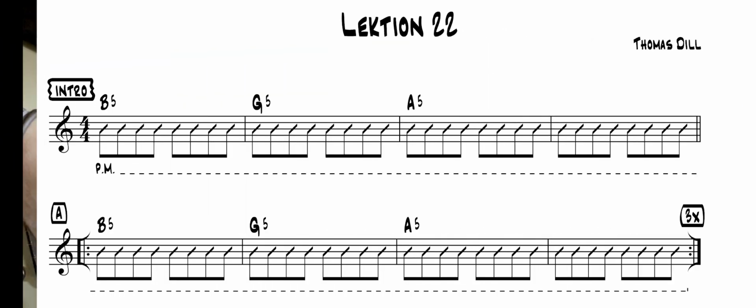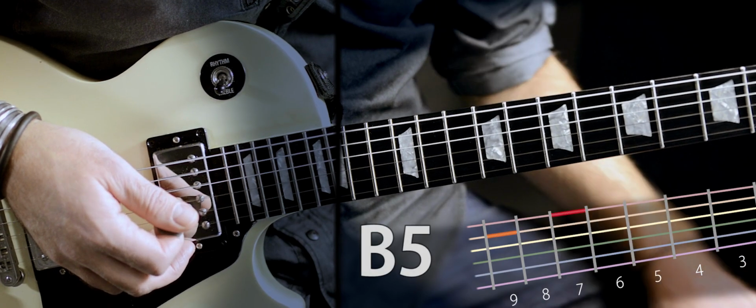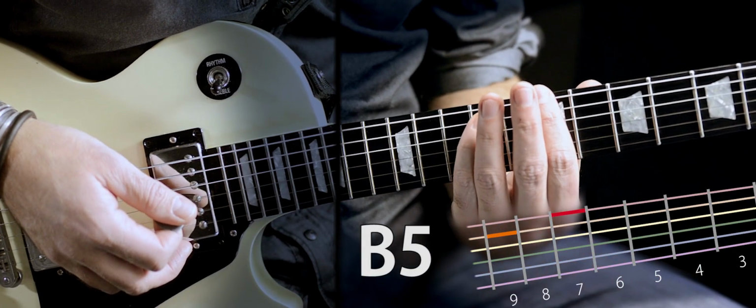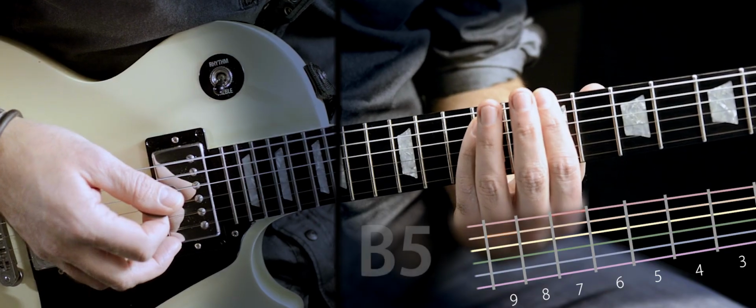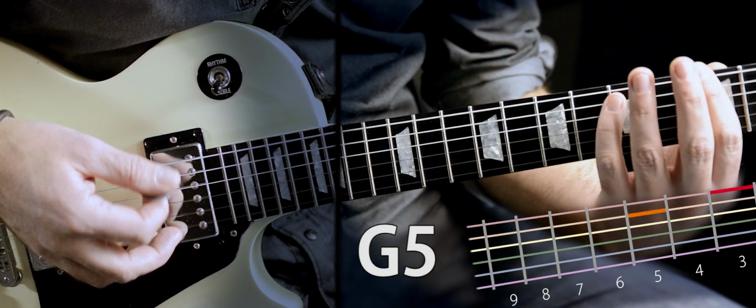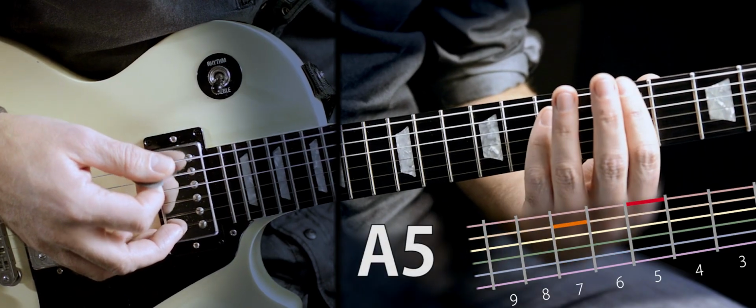In song 22, 3 chords are played and all are fretted on the E string. B5 on the 7th fret, your index finger on the note B, G5 on the 3rd fret, A5 on the 5th fret.